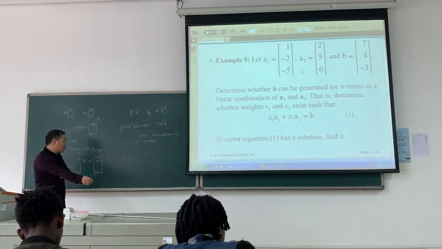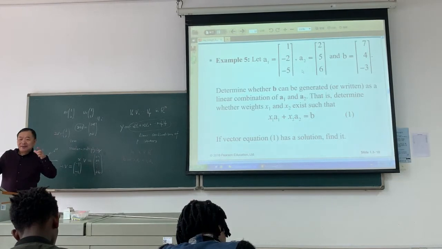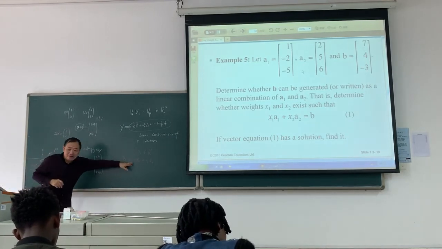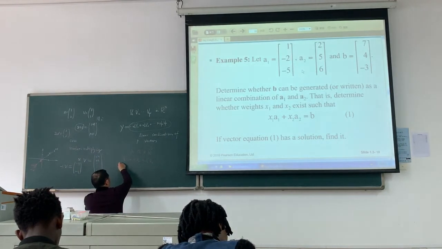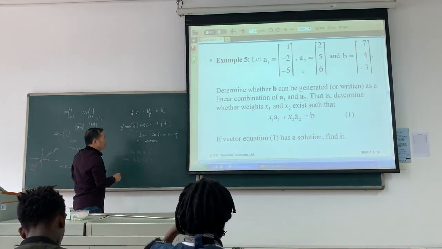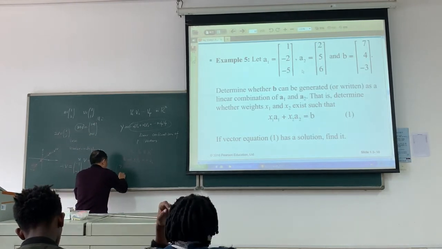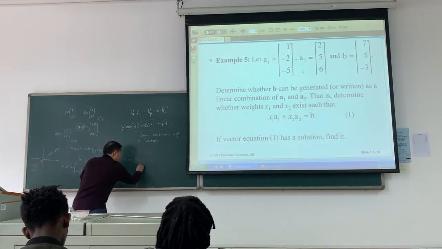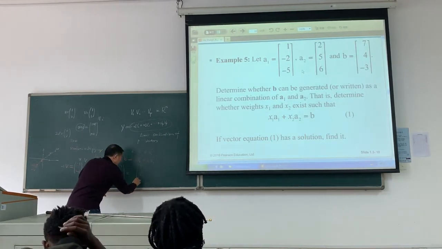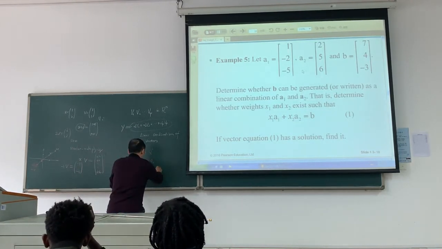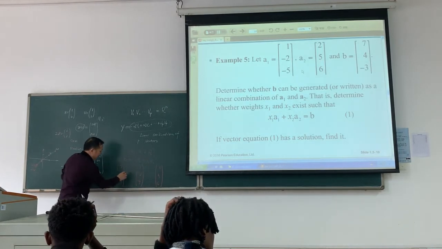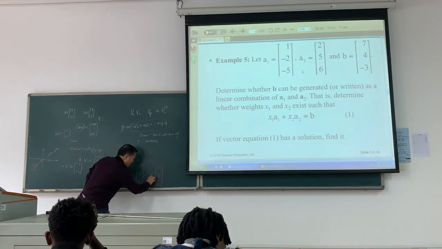How to do this? Because we have defined the sum of two vectors and the scalar multiple of a vector. So we use this definition, we can write: here is b, b is (7, 4, -3), and a1 is (1, -2, -5), and here a2 is (2, 5, 6), and then x1 a1 plus x2 a2. Right?